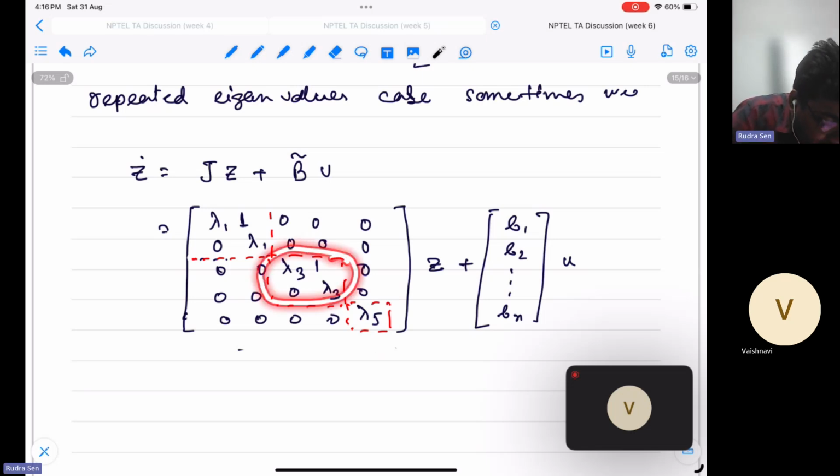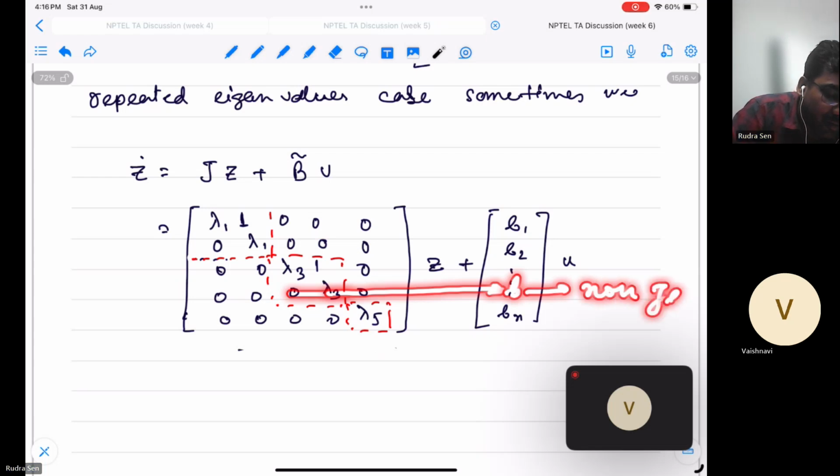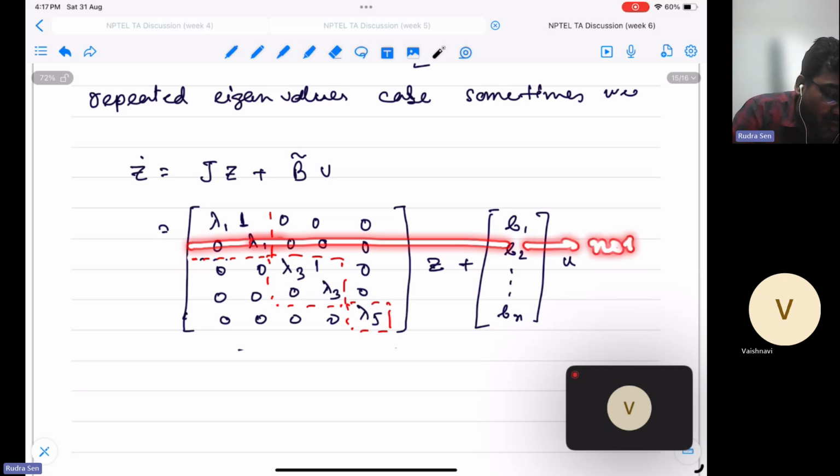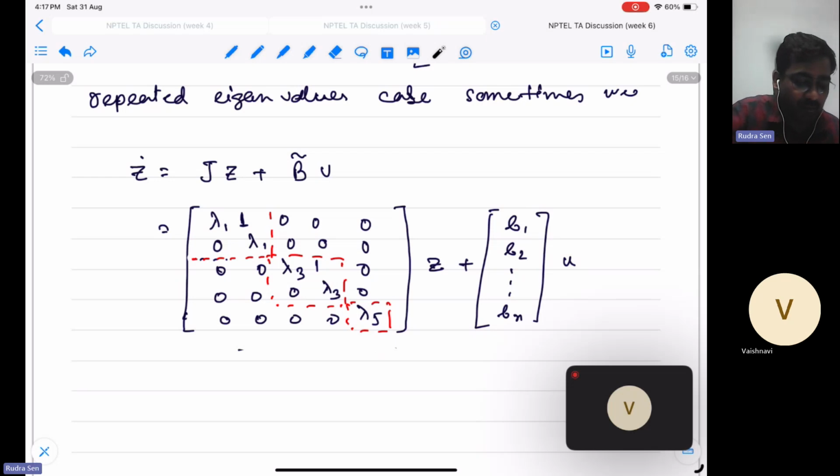And here you can see corresponding to lambda 3, you see a Jordan block over here. So for the last row of this Jordan block, the B should be non-zero. And this is the Jordan block corresponding to lambda 1. For this case, the last row of this Jordan block, this B2 should be non-zero. In case of multi-input, at least one non-zero element should exist.